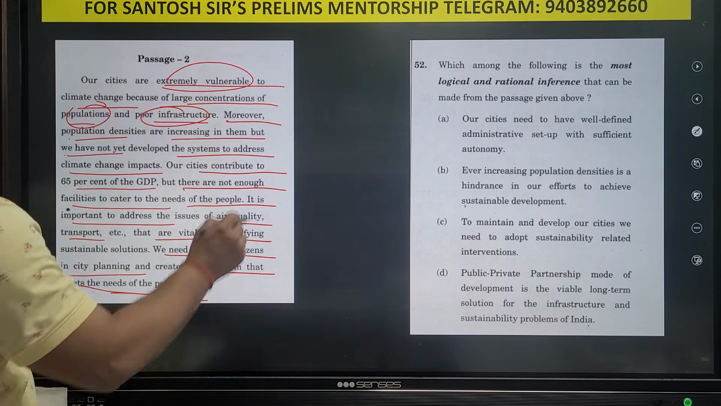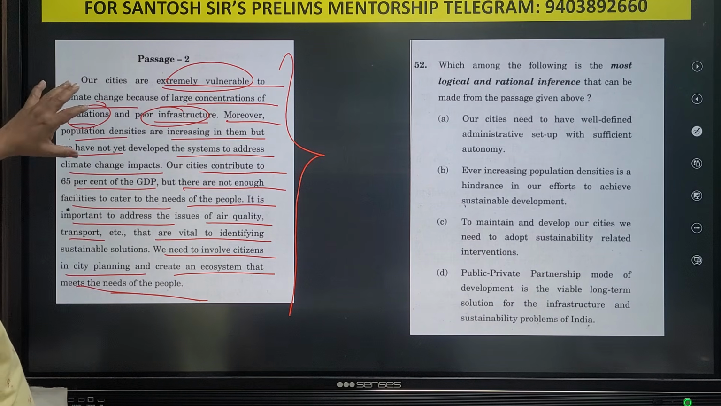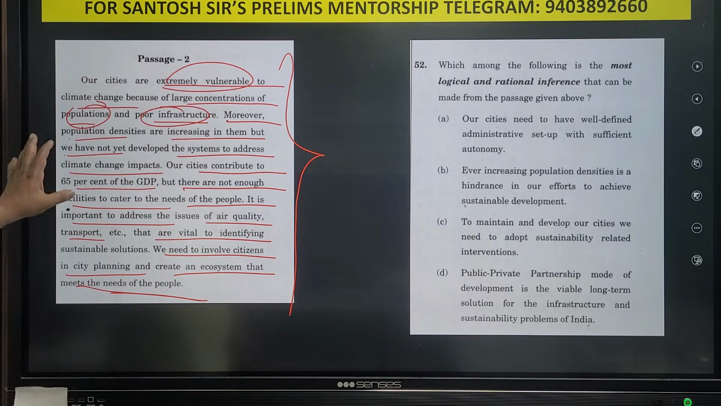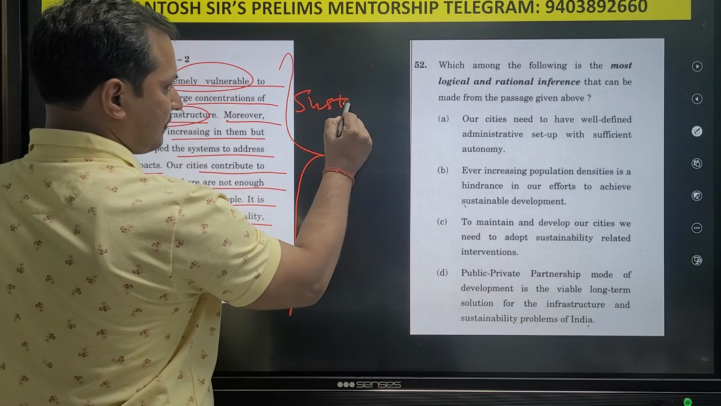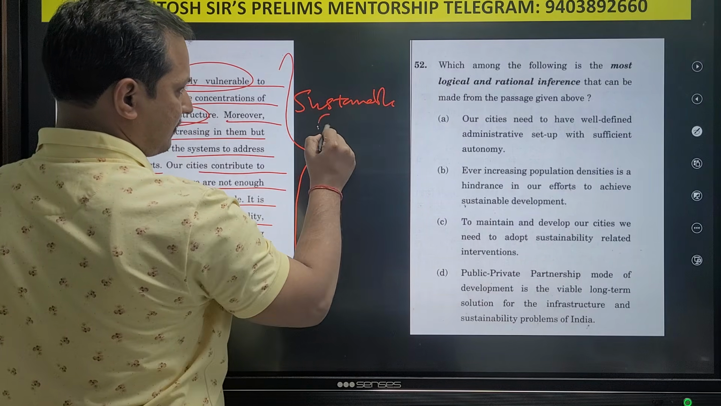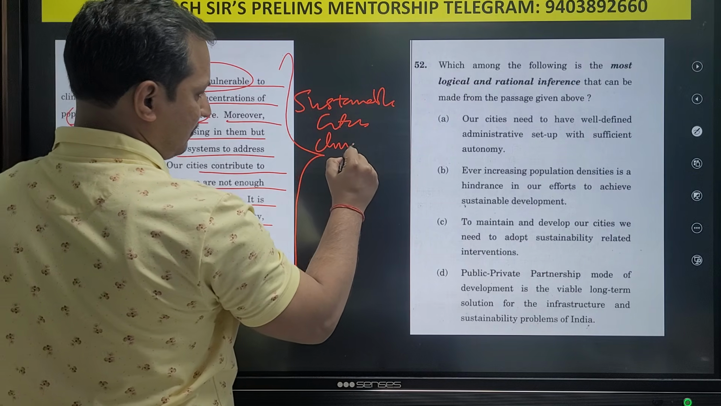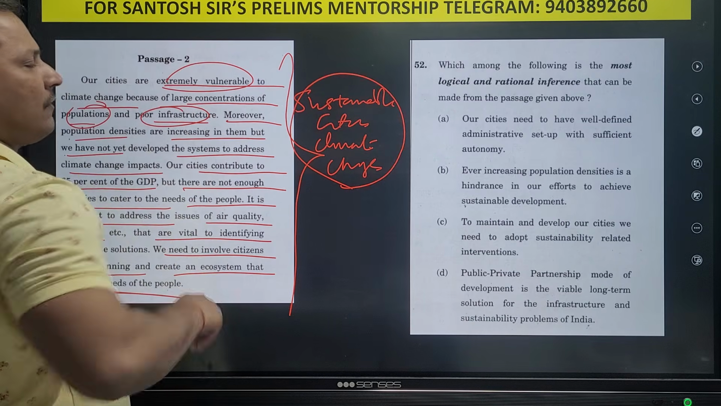Okay, so this is the passage. What is the core of the passage? Core of the passage is how we can build sustainable cities, which can withstand climate change. Okay, that is the core idea of the passage.